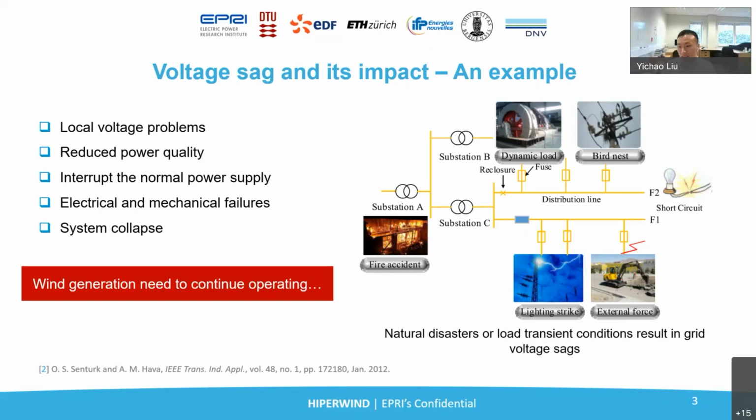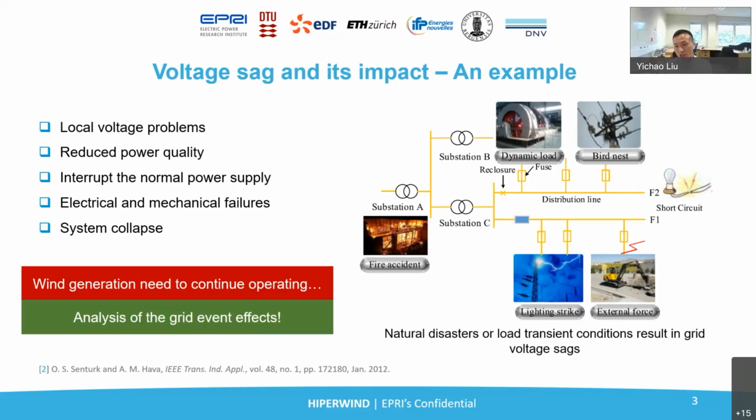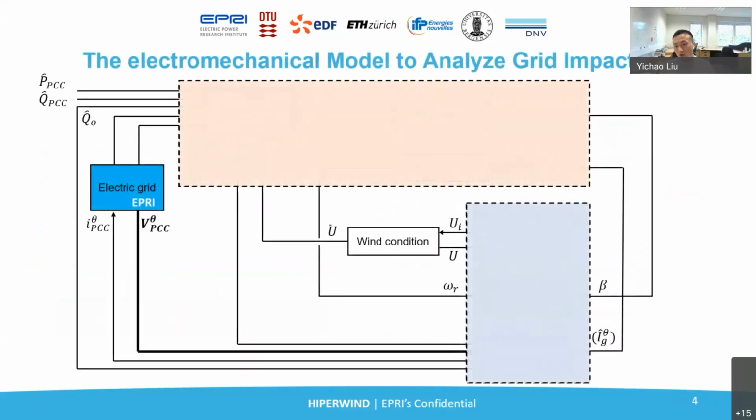We need to understand how the turbine will respond to the grid disturbance, and how such an event will influence wind turbine reliability. So this is it. In the next slides, I want to show you how we are trying to figure out this problem. For this purpose, EPRI has proposed a numerical framework to analyze such a grid event disturbance on the mechanical components of the wind turbine.